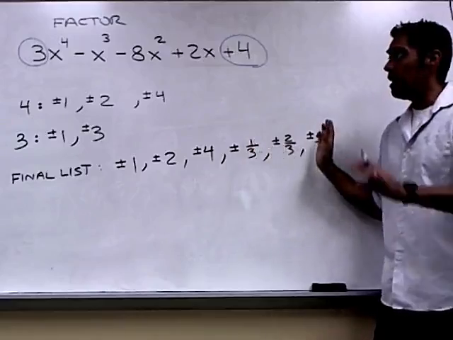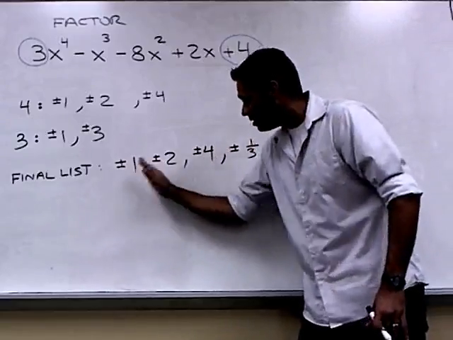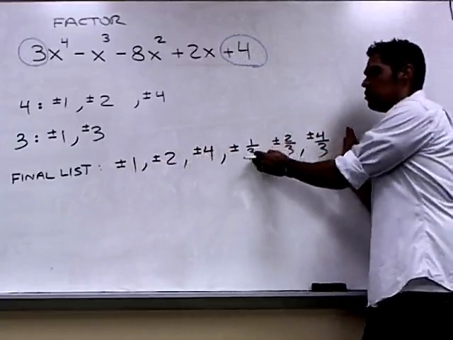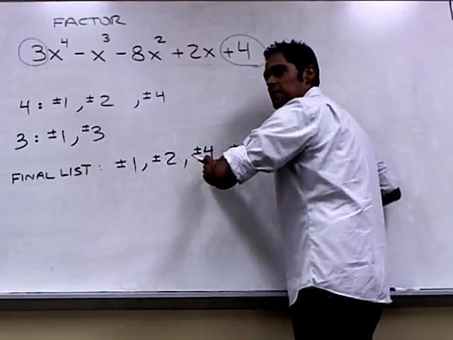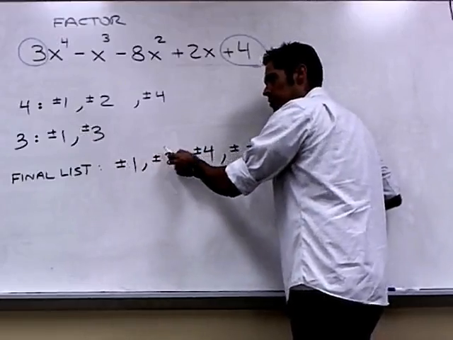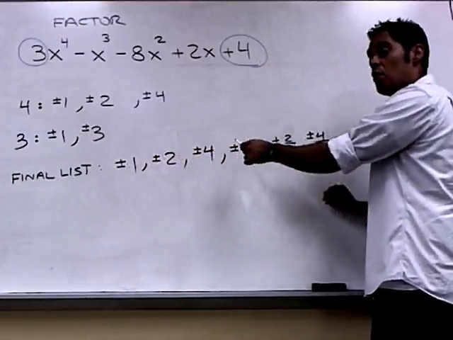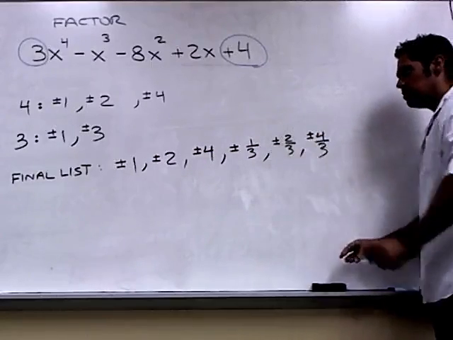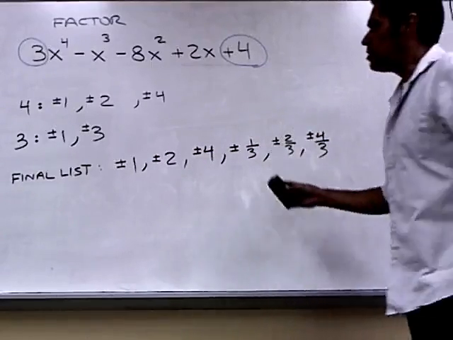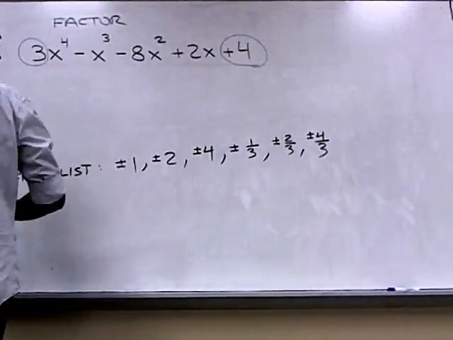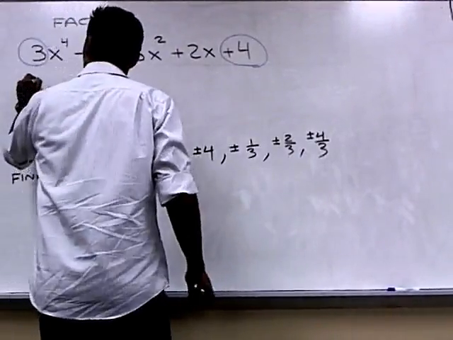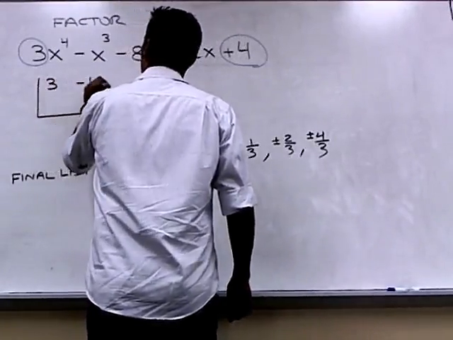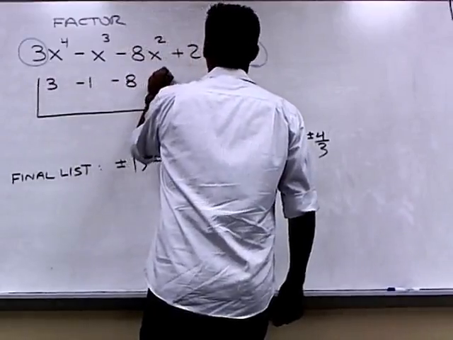And then don't worry about the fractions. I promise you that it'll happen somewhere in here. The fractions, just wait on those. You would do those after the integers. Am I making sense? Okay, so I'm going to start with 1, then -1, then 2, then -2, then 4, then -4. And if those don't work, then I would move on to 1/3 and -1/3 and 2/3 and -2/3. So let's do this, starting with 1. Let's see, I have 3, -1, -8, 2, and 4.